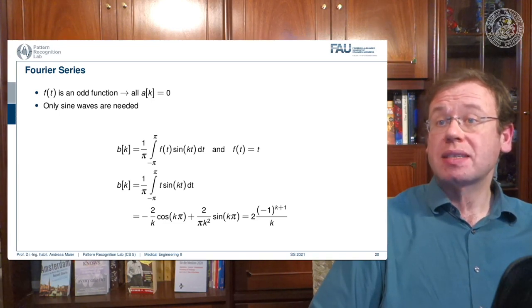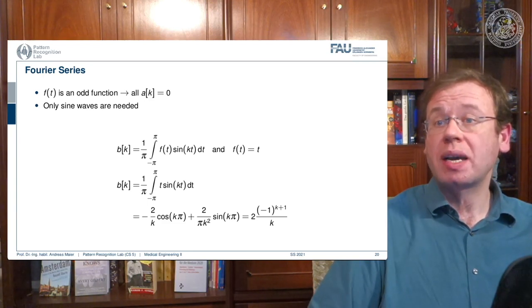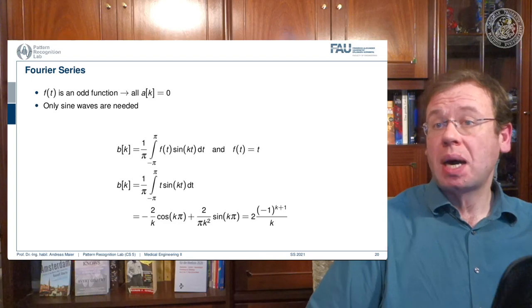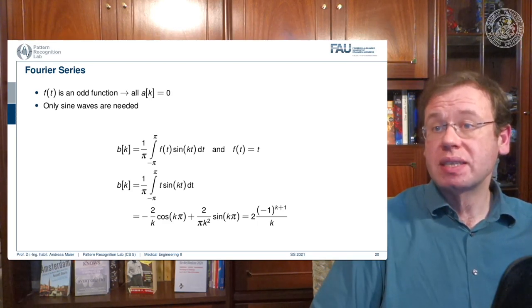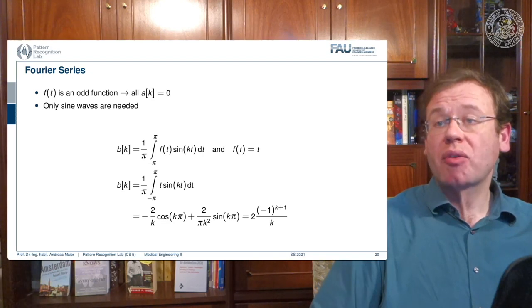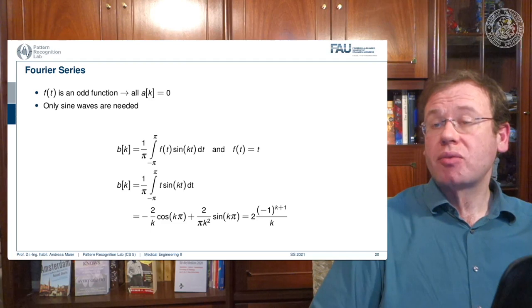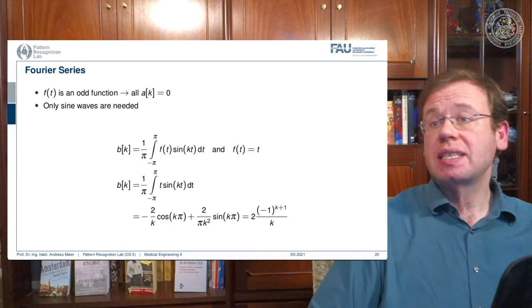Now we've seen that the b_k can be computed as the respective period length. We know the period length here is 2 pi, so we have to plug this in for our integral. So we integrate from minus pi to plus pi, and this is the function times the sine function of the respective frequencies. Now let's plug in our f of t equals t. Then we can see that we can compute the actual coefficients as the integral from minus pi to plus pi of t times our frequency. And fortunately, this has a closed form solution that you find here on the bottom.